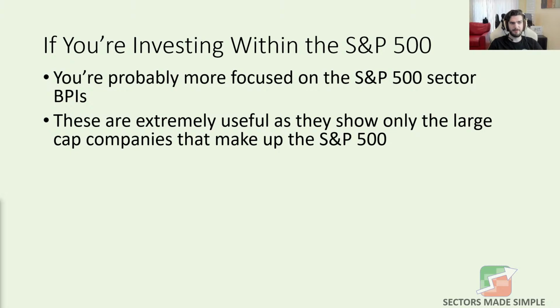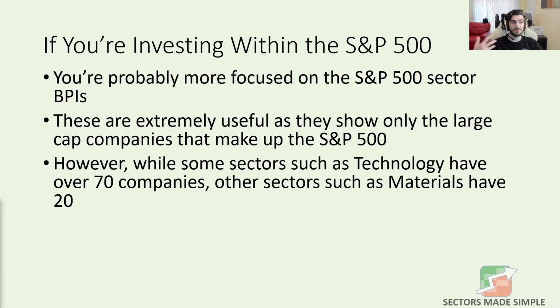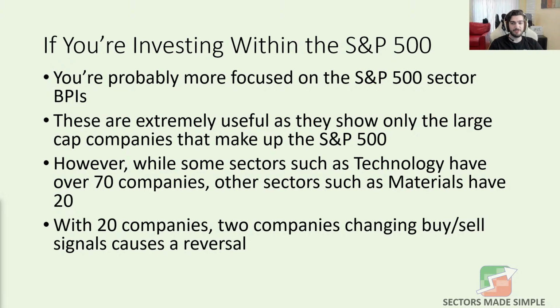But it's not perfect. Some sectors, like technology, have more than 70 companies, while others have 20, 21, 22. When you have 20 companies in a sector, each one of those companies is 5% of the BPI. 2 companies changing buy and sell signals causes a reversal for that chart. It's very, very sensitive. And that's not a fault of BPI. That's just a fault of it being a very small size.